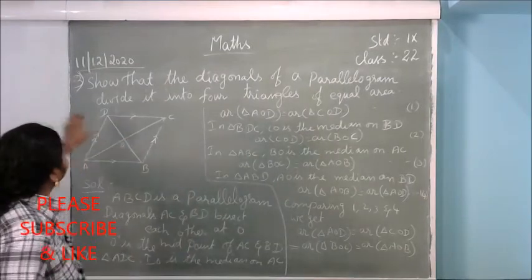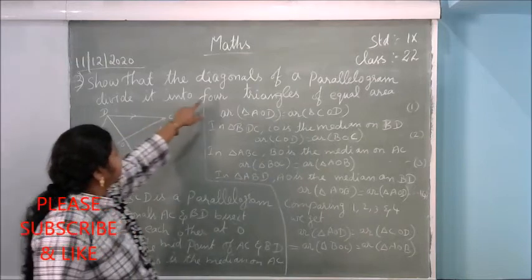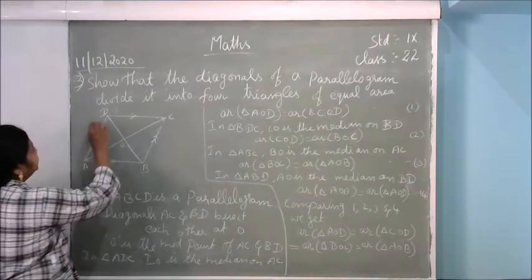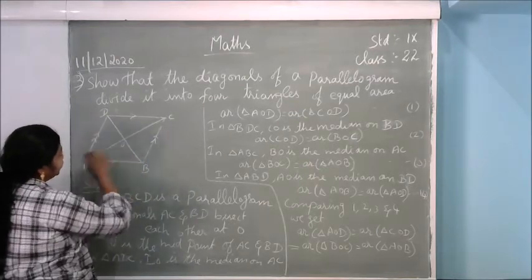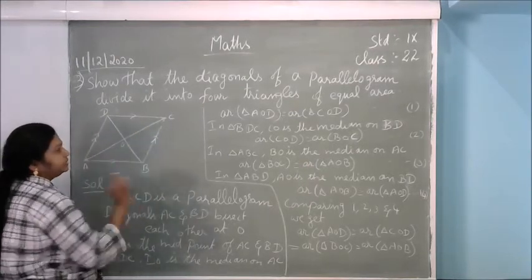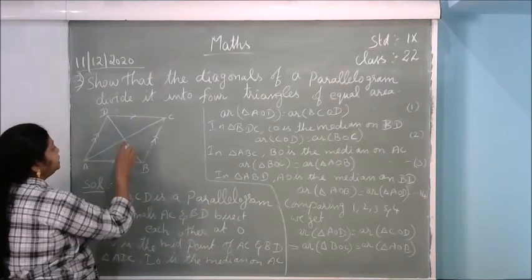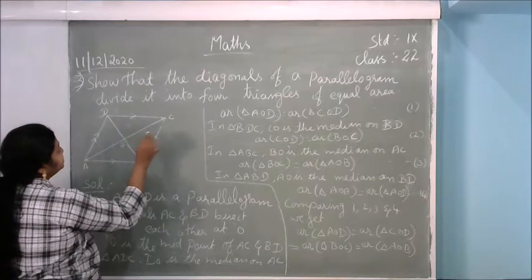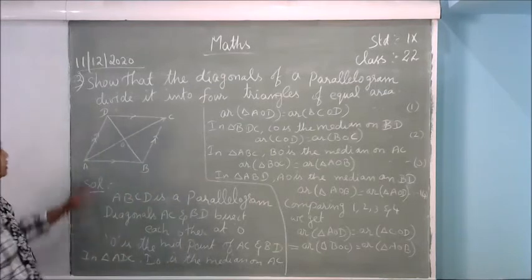Now the third sum is: show that the diagonals of a parallelogram divide it into 4 triangles of equal areas. In a parallelogram, opposite sides are equal. If you draw the diagonals, you will get 4 triangles. You have to show that the 4 triangles have equal area. This area is 36 meters square, this is also 36 meters square, everything will be equal. You have to show that.